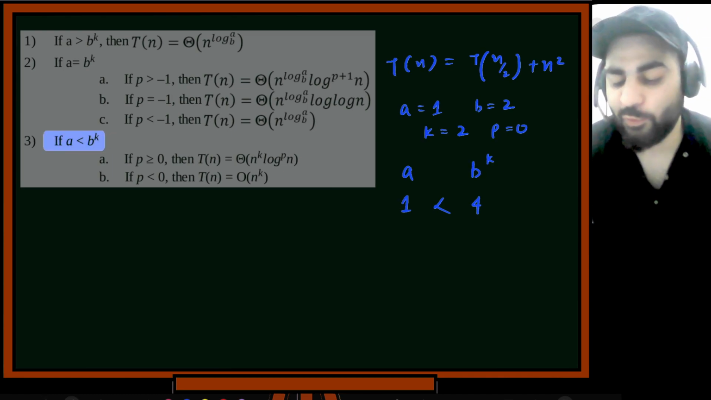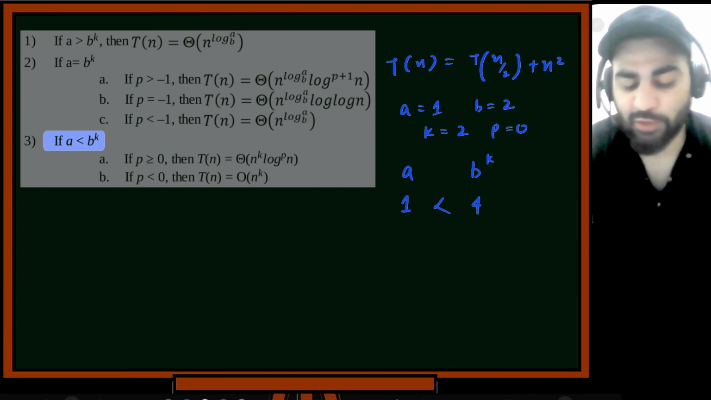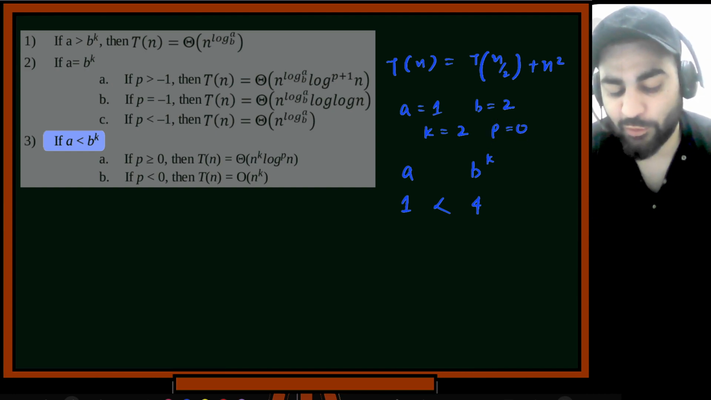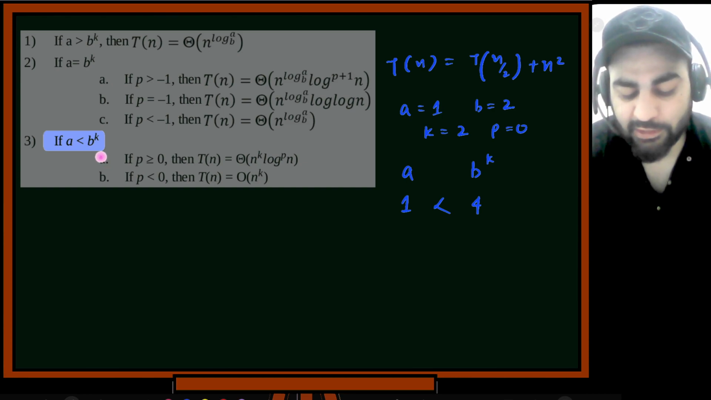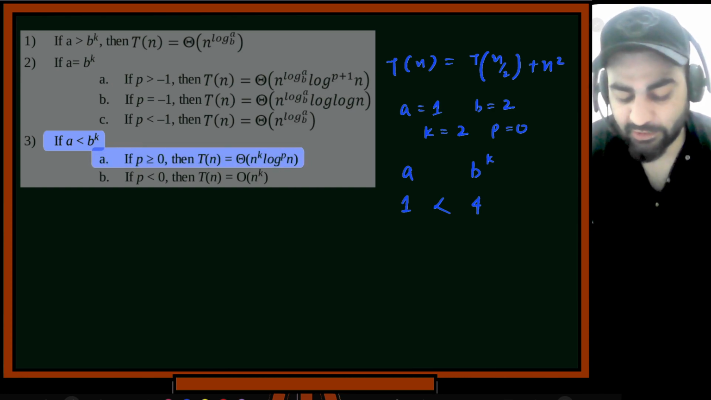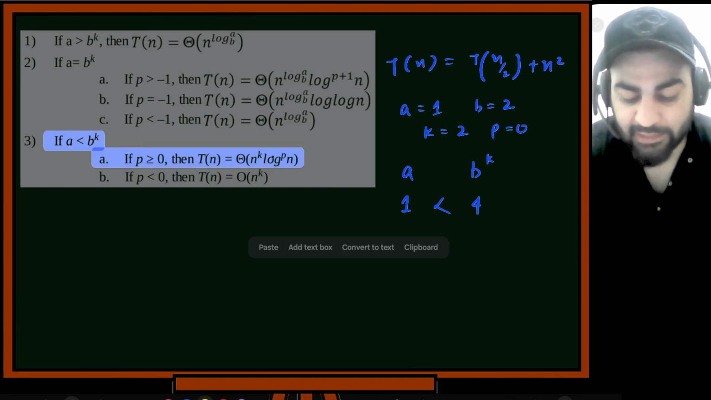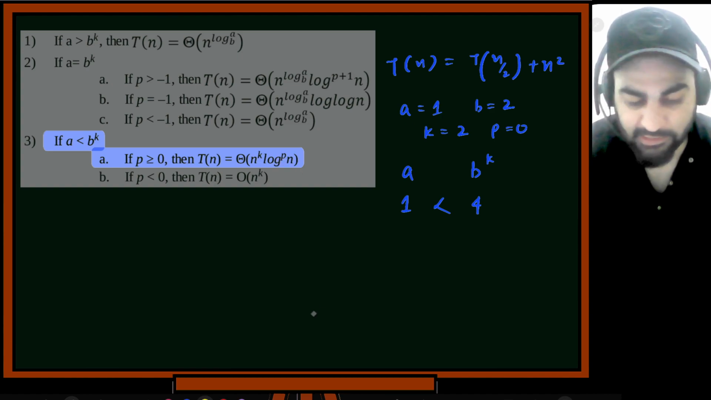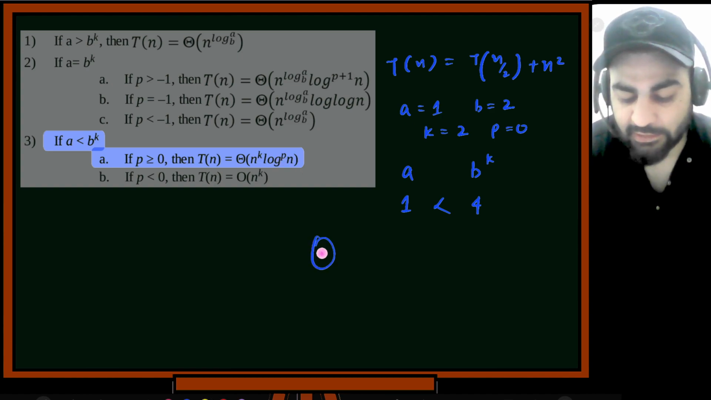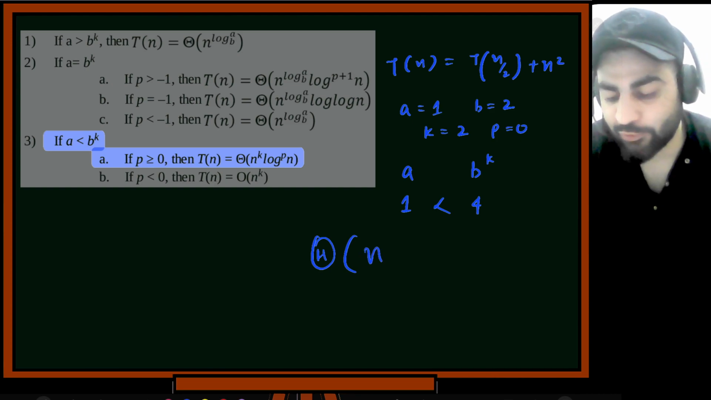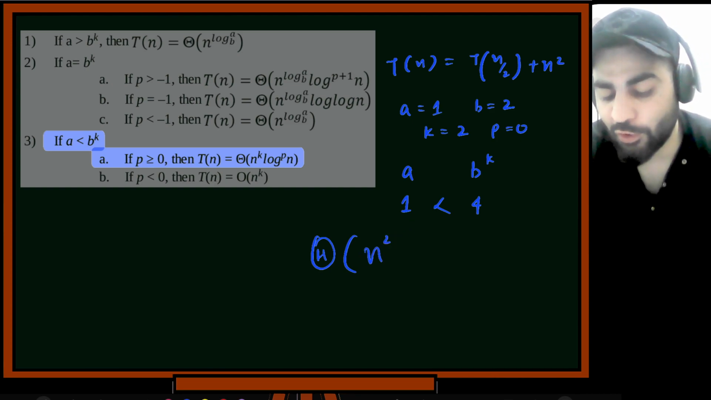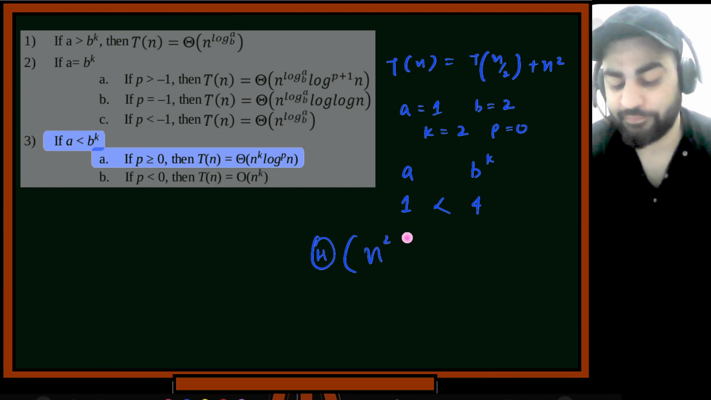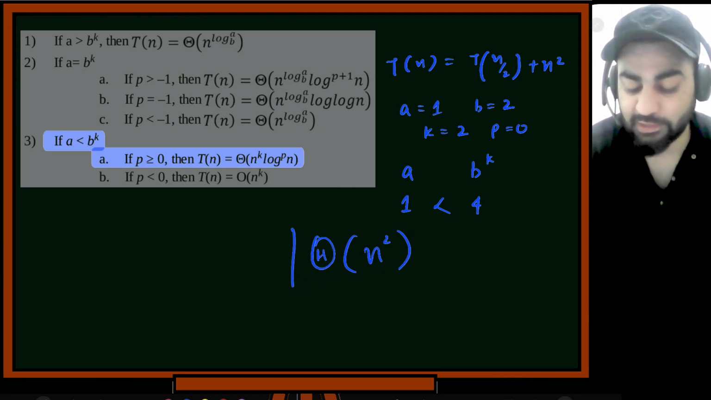Okay, so now we'll go to the p. In which case does it belong to? P is equal to 0 now. So it belongs to case 3a, the first one. Yes, sir, 3a. So now we'll directly take this answer. This is theta of n to the power k. N to the power k is n squared. Log of p means log of 0, that is 1. Log of n raised to power 0 is 1. So this is our answer.